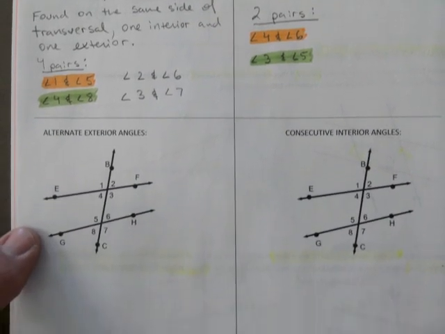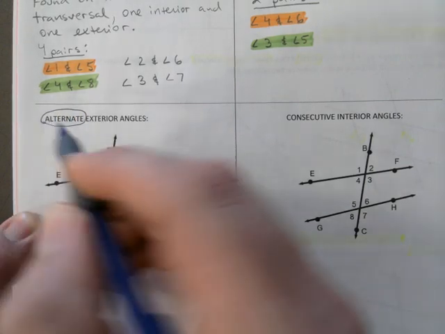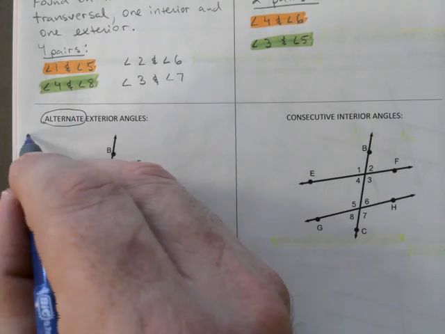Let's keep going here to something that looks very similar. See this word? Still means the same thing, right? Opposite sides of the transversal.